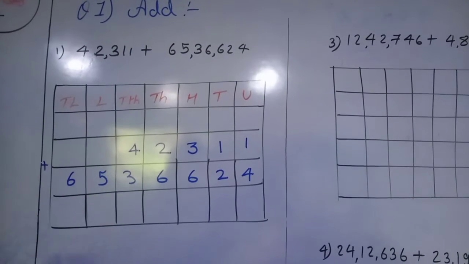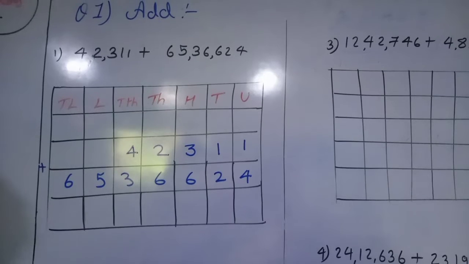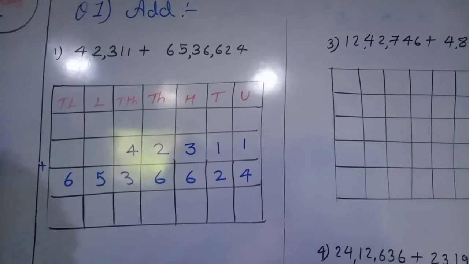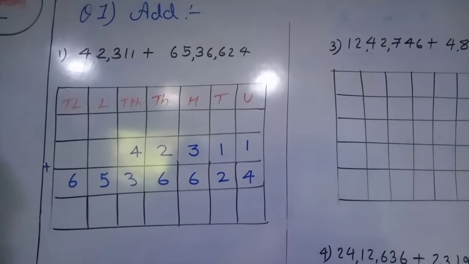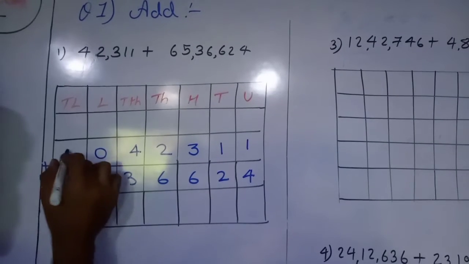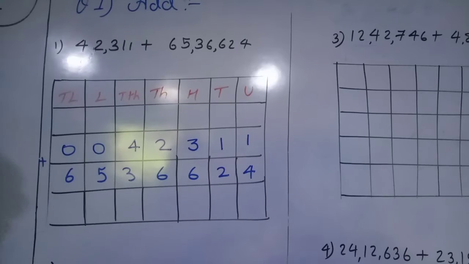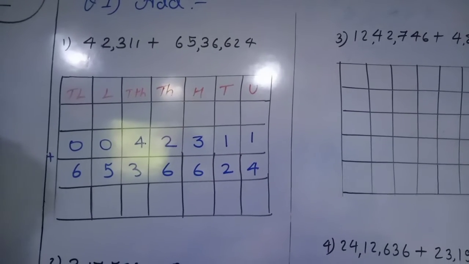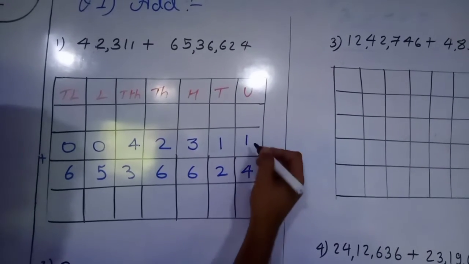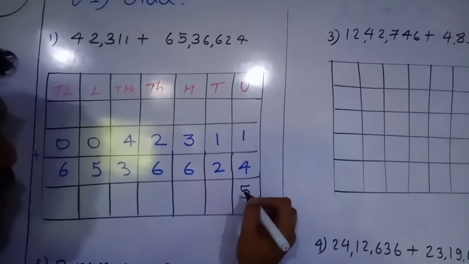We are doing the addition. Put the addition sign. Wherever we don't have any numbers, put 0 over there. Yes. Now all the boxes are filled. Now what do we have to do? We are going to do the addition. Whatever we did, 1 plus 4 is 5.